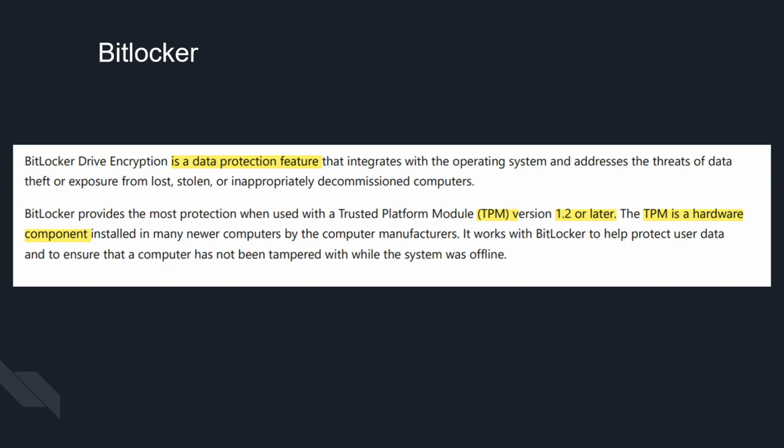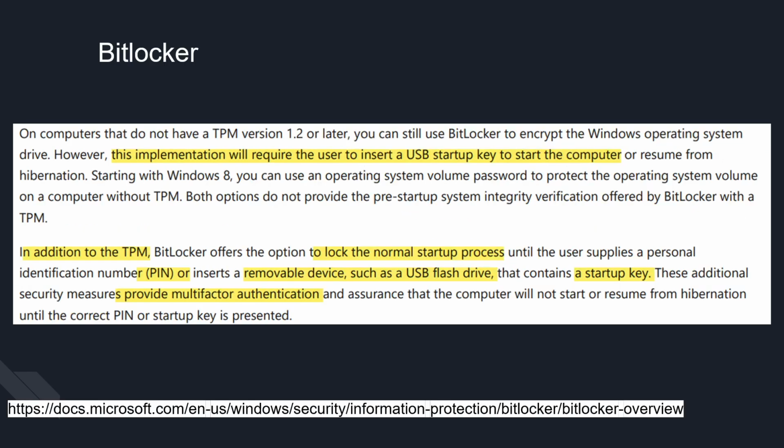So usually TPM is a hardware component or a chip, you can call it. It is installed by the computer manufacturers on all the newer computers, most of them at least. And you can check if it is there or not. Another thing is, on computers that don't have TPM 1.2, you can read the other things. Starting with Windows 8, you have the password protection for the volumes, and in addition to TPM, BitLocker offers the PIN at startup, or USB, so it is kind of a multi-factor authentication for your laptop.